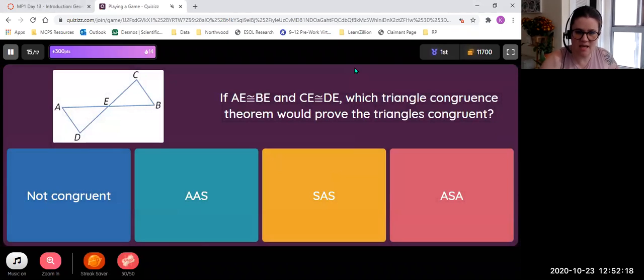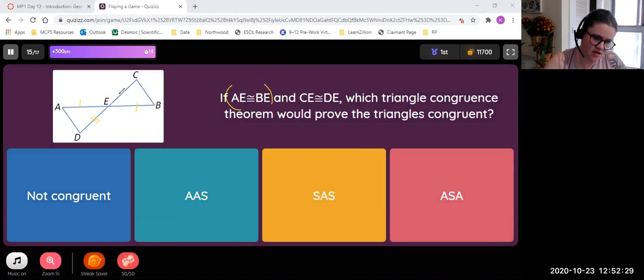All right, AE and BE are congruent. CE and DE are congruent. Now, someone asked in my class, and it was a great question, how do you know which one has 1 tick mark, which one has 2 tick marks? That doesn't matter. I could have done 3 and 4. It doesn't matter. All that matters is that tick mark and tick mark match. All right.